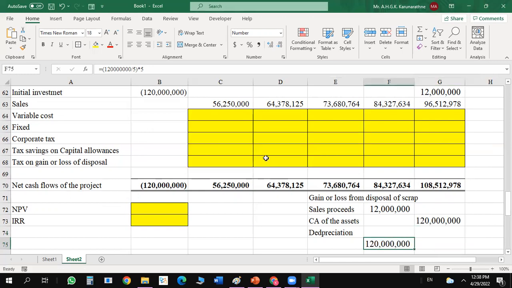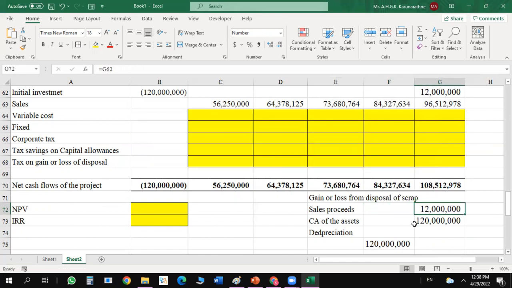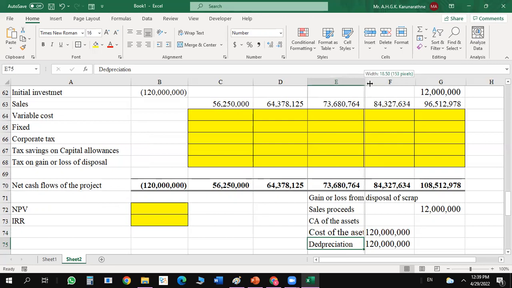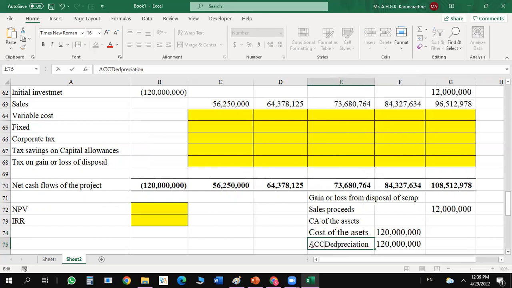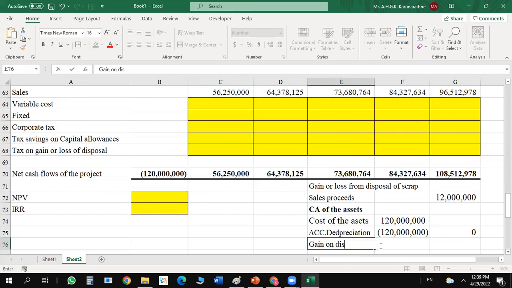කොහොමද, figures තියෙනවානේ? Right. මෙතන මම දාන්නම් scrap එක 12 million. ඊට පස්සේ, okay, right now මෙතන අපි දාමු cost the assets, 120. මම දාන්නම් this is accumulated depreciation එක, this much as a result carrying amount එක කීයද? 0, carrying amount of 0. So we can say gain on disposal.